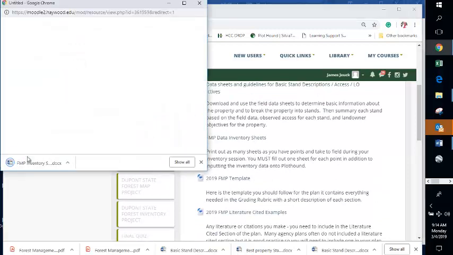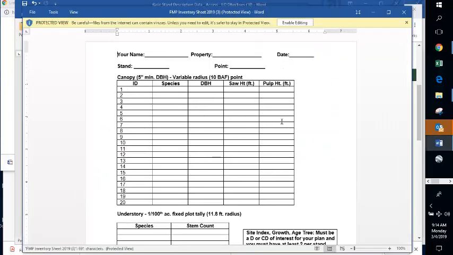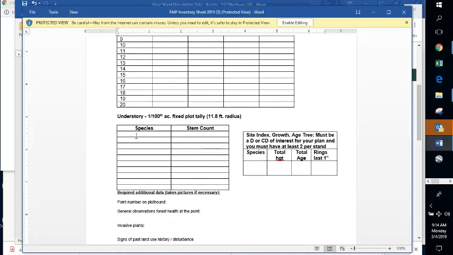Okay, so this is when you're actually going out to collect your data using PlotHound. I want you to bring these sheets as well, one sheet for each plot. When you're plugging your stuff into PlotHound, I also want you writing this information down here. Why? What if PlotHound crashes and burns on you? You've got a hard copy of it, okay? The other part that's really important is I want you to do that 1/10 acre plot tally of the understory, okay? So I want everything that's 4 inches or less to be listed in here, and do a stem count, okay?